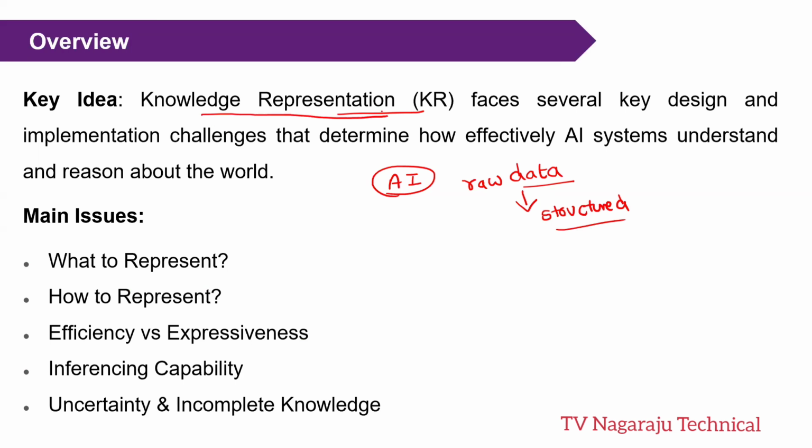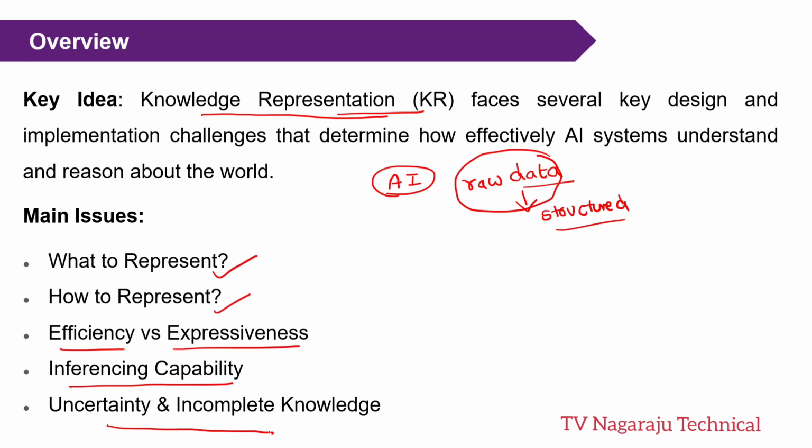Now, while representing in that structured format, what are the issues that arise? Understand carefully: in that raw data, what to represent? That means I have a large amount of data, so which data do you need to represent? How do we represent such data? What is the efficiency versus expressiveness of such data? Inferencing capability, uncertainty, and incomplete knowledge. Now we will move through them one by one.